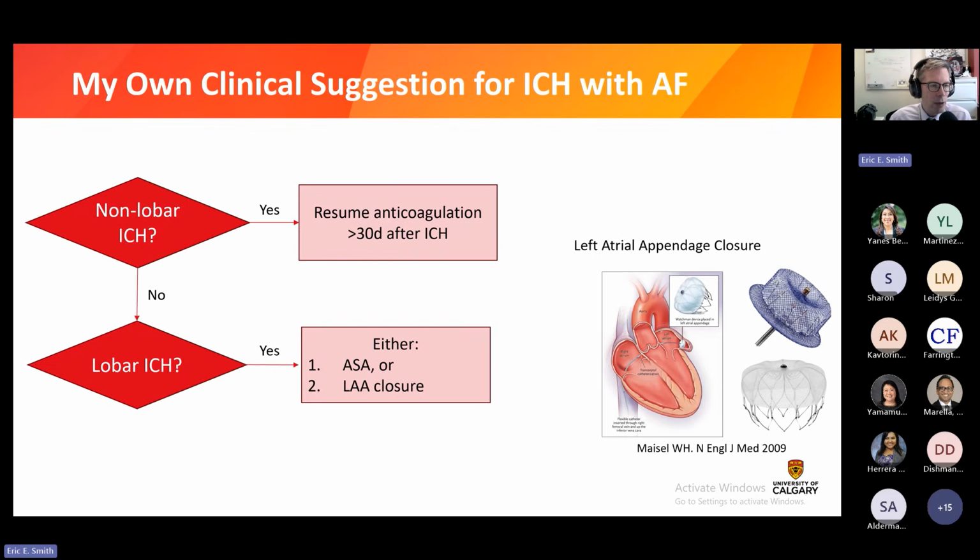So my own guidance would be for a non-lobar ICH, I'd feel comfortable having a patient-centered discussion about the risks and benefits based on the PRESTIGE-AF trial and considering resuming anticoagulation more than 30 days after ICH. For a lobar ICH, until we get the results of ENRICH, I would favor avoiding anticoagulation, either treating with aspirin or considering left atrial appendage closure as an anticoagulation sparing strategy.